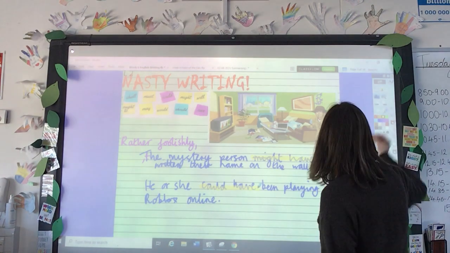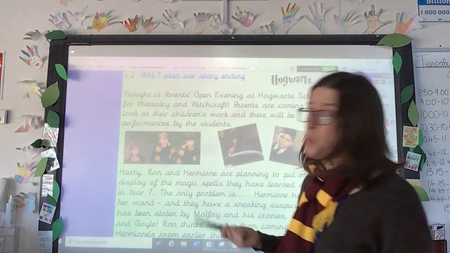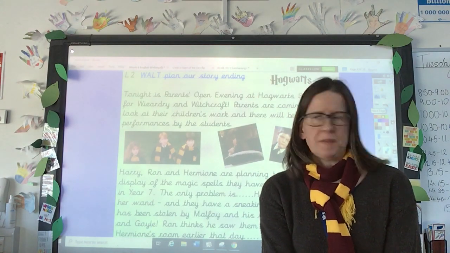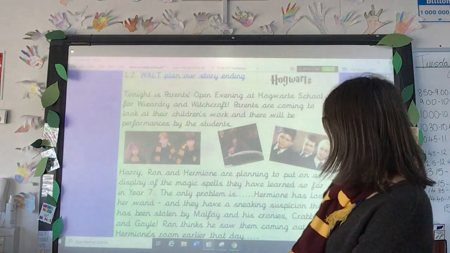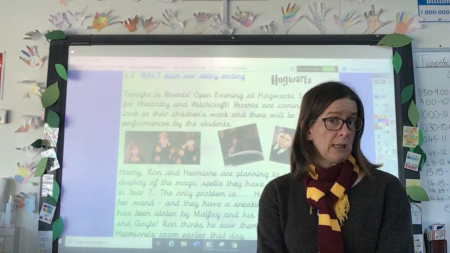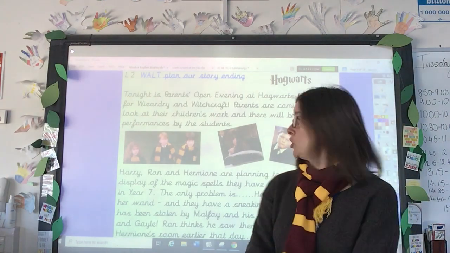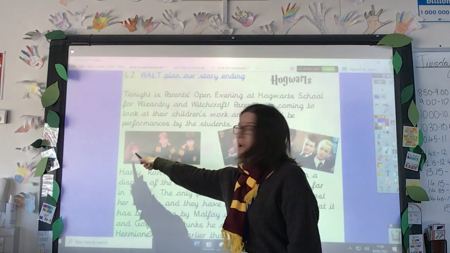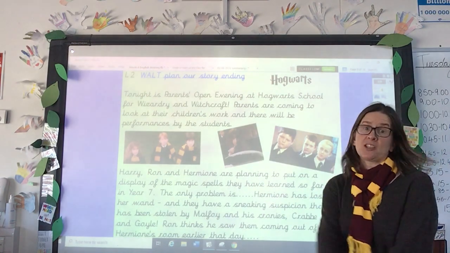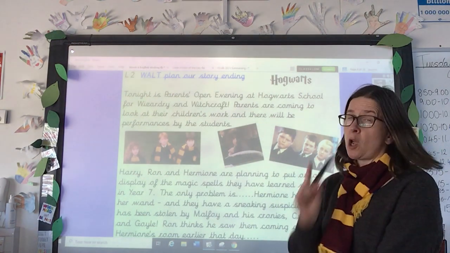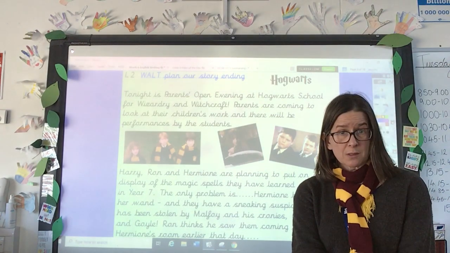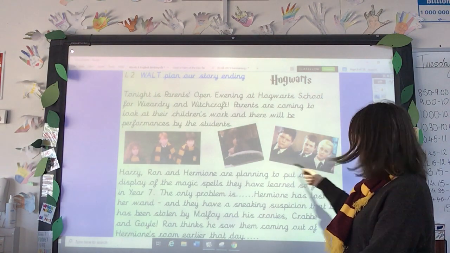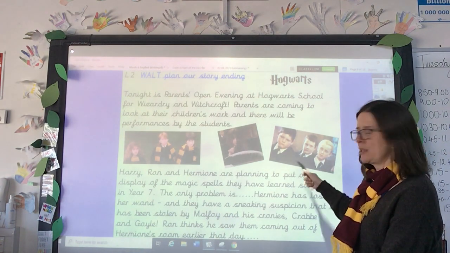Okay, so have a go at writing some sentences using modal verbs today. I thought they might come in useful in your story writing tomorrow. So let me tell you the beginning of the story you're going to finish. Tonight is Parents' Open Evening at Hogwarts School for Wizardry and Witchcraft. Parents are coming to look at their children's work, and there will be performances by the students. Harry, Ron and Hermione are planning to put on a display of the magic spells they've learned in Year 7 so far. But the only problem is Hermione's lost her wand, and they have a sneaking suspicion that it's been stolen by Draco Malfoy and his cronies, Crabbe and Goyle.